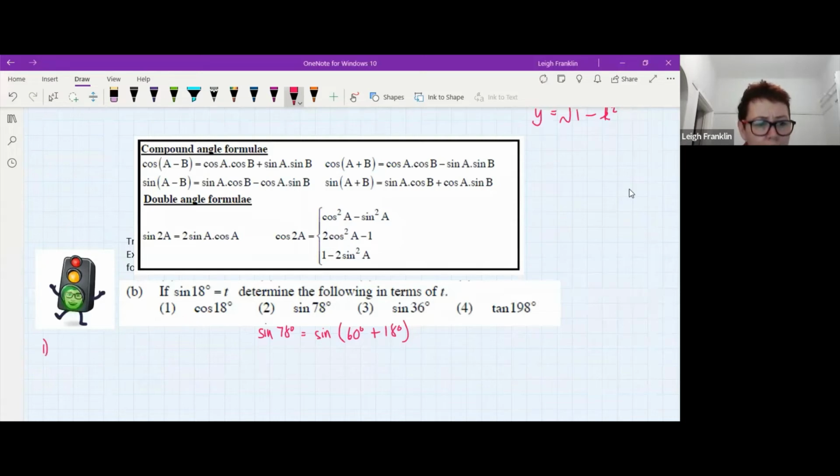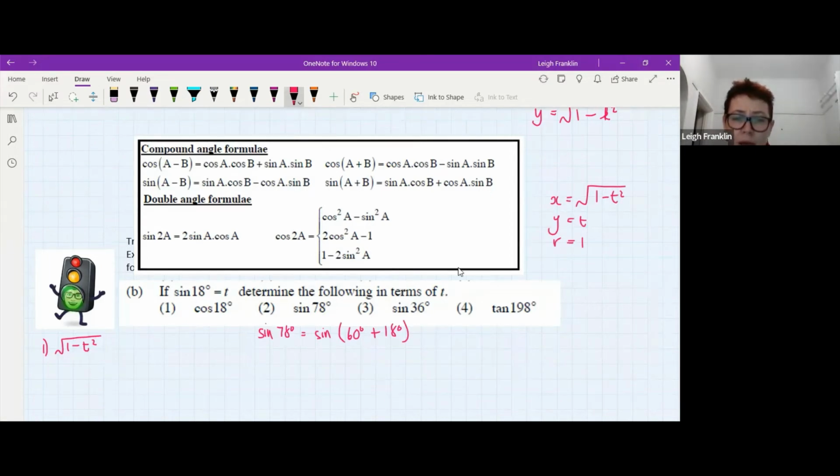All right, so in number 1, the cos of 18, it means you would have had 1 minus t squared, like so. In this particular case, x would have been equal to root 1 minus t squared, y is equal to t, and r is equal to 1. That's the calculation that we would have done.